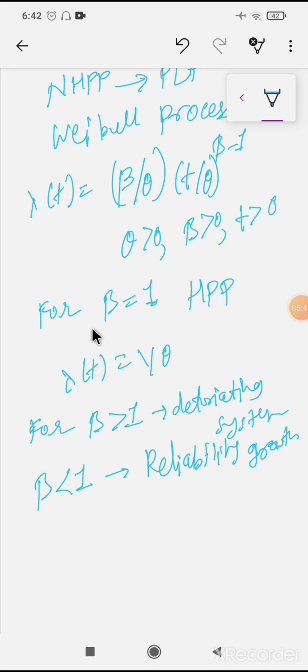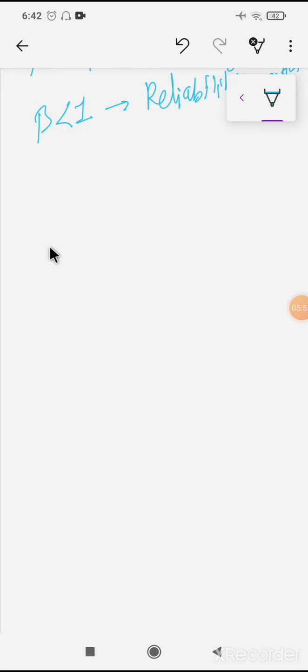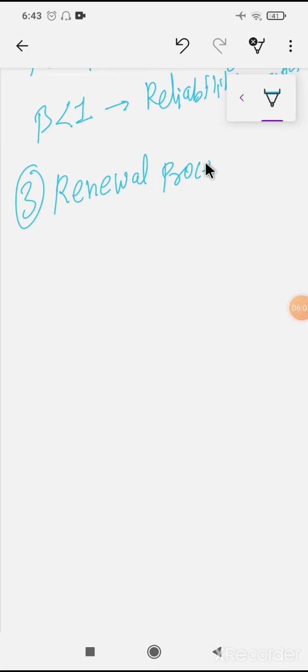So this was the second point process model. Now we'll see the third point process model, that is the renewal process, that is RP.